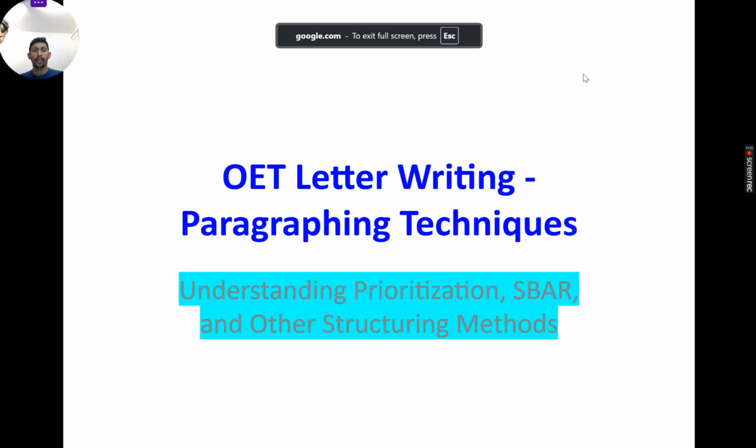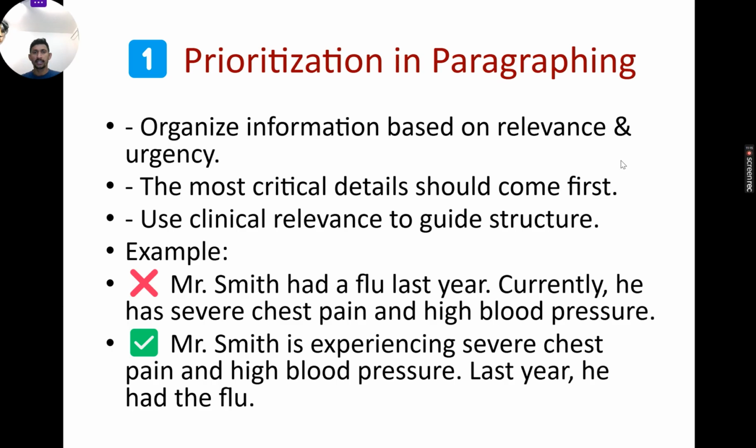and how to paragraph and prioritize your paragraphs. Okay, understanding prioritization. So, prioritization in paragraphing. That's very important because we have already categorized the information. Now you have to organize that information based on relevancy and urgency. Now you can see why we did step 2 to categorize the information. So based on relevance and urgency, you can prioritize which information you have to write first and then move on. Okay, the most critical details should come first. Use clinical relevance to guide structure.